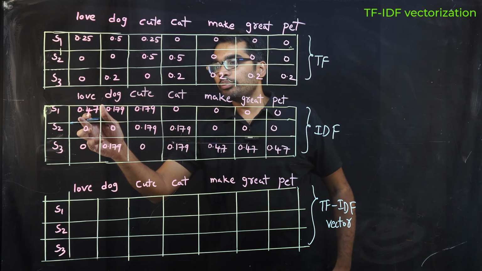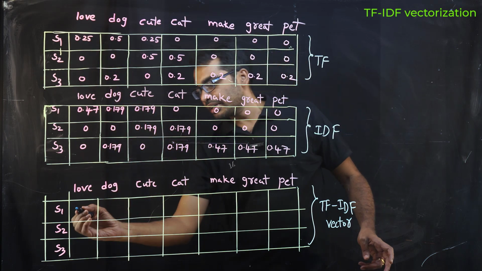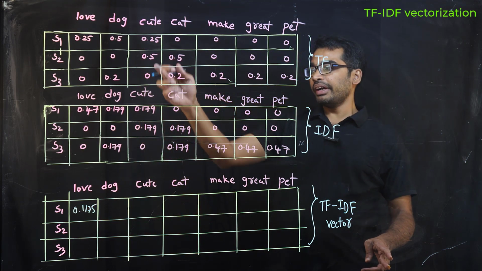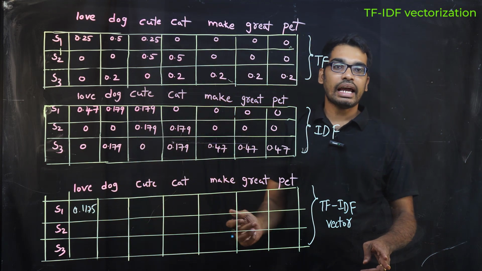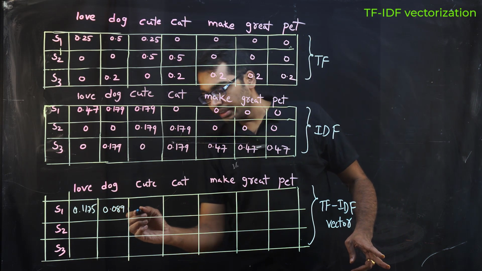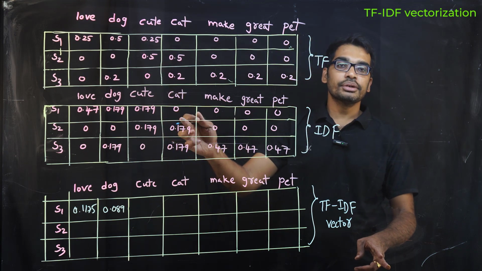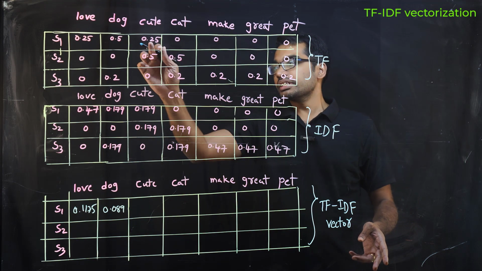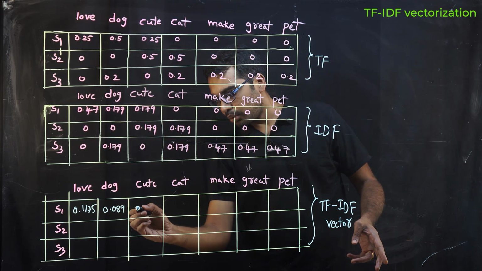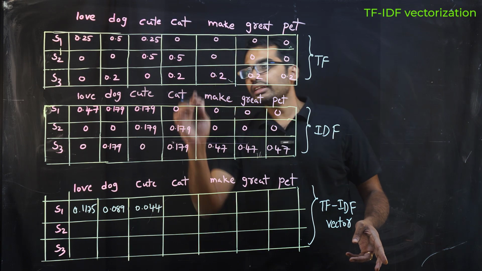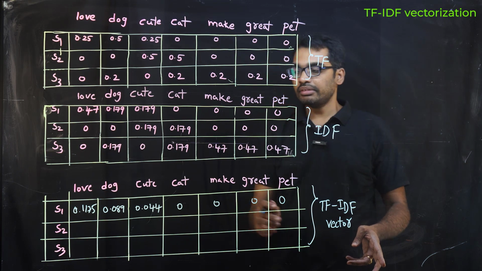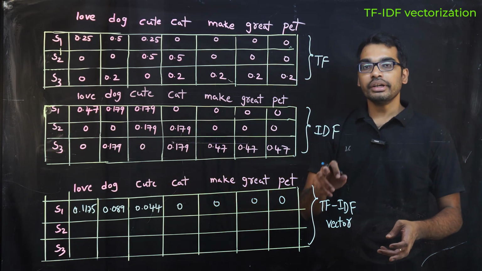So now 0.47 into 0.25 becomes 0.1175, and then 0.5 into 0.179 becomes 0.089, right? And then 0.25 into 0.179, which is 0.125 into 0.179, becomes 0.044, and then 0 into 0 is 0, 0, 0 and 0. So we have the final matrix for document 1.